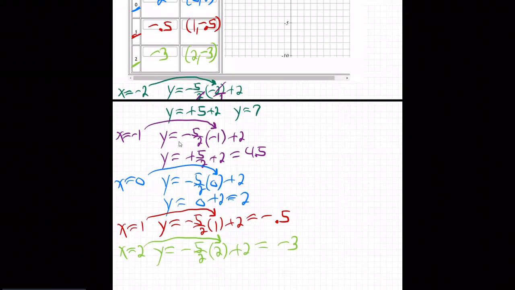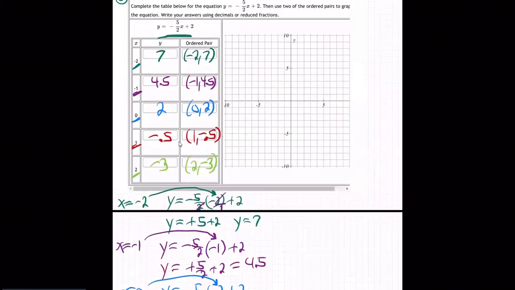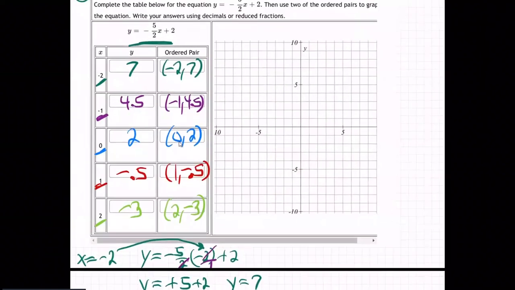Okay, so now we've got a bunch of points. Now we're going to graph them. Now, notice up here it says use 2 of the points to graph. So I don't want to use the decimal ones, because that's hard to tell where the decimals go. But I'll use this one, 0, 2. I can use any 2. So 0, 2 is a good one.